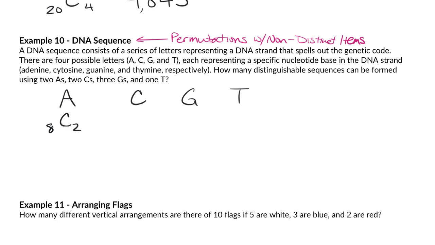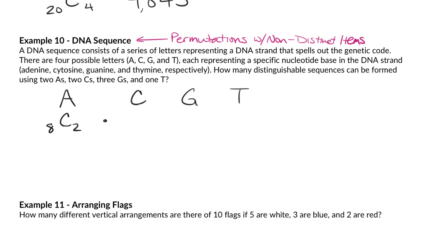Why 8, by the way? What's 2 plus 2 plus 3 plus 1? 8. So I'm having 8. I'm choosing 2 of those to be A's. But then I've chosen those. So how many do I have left here? 7. Wait, I've chosen 2?